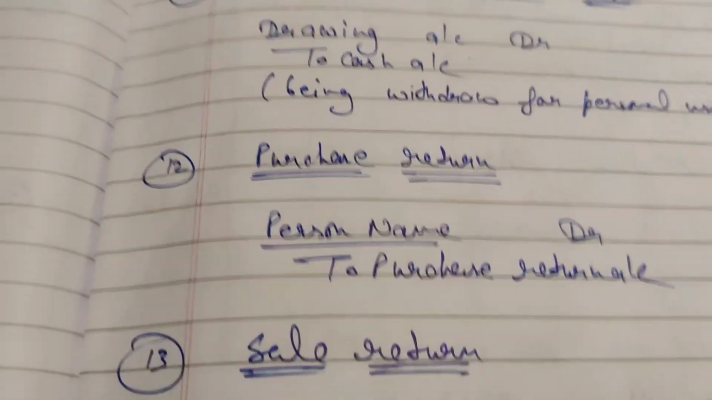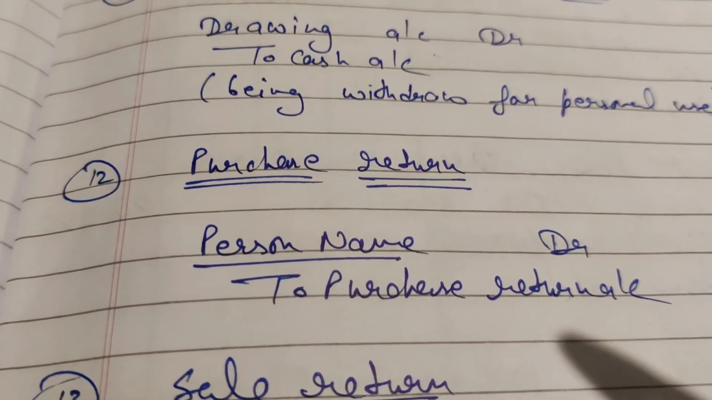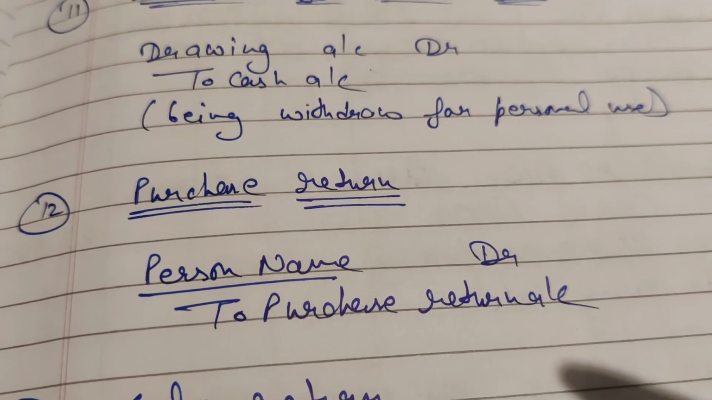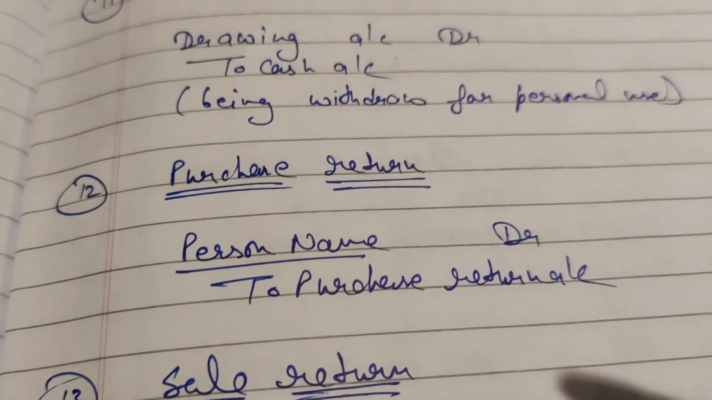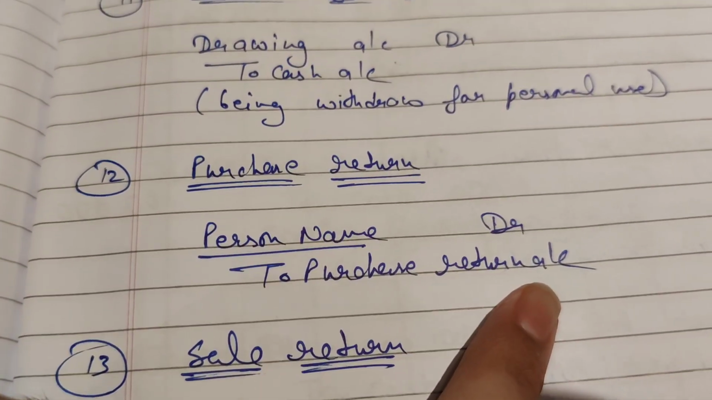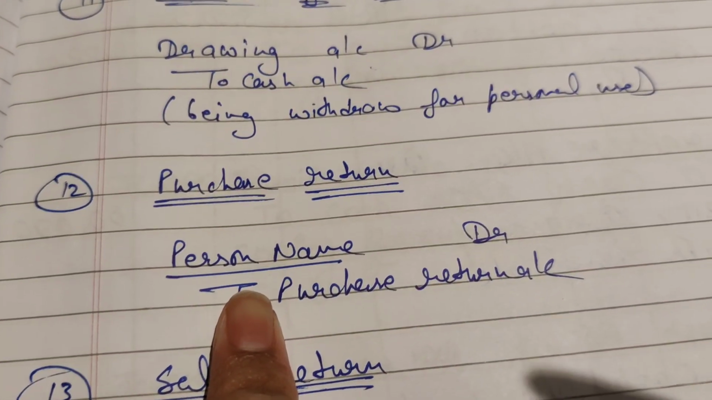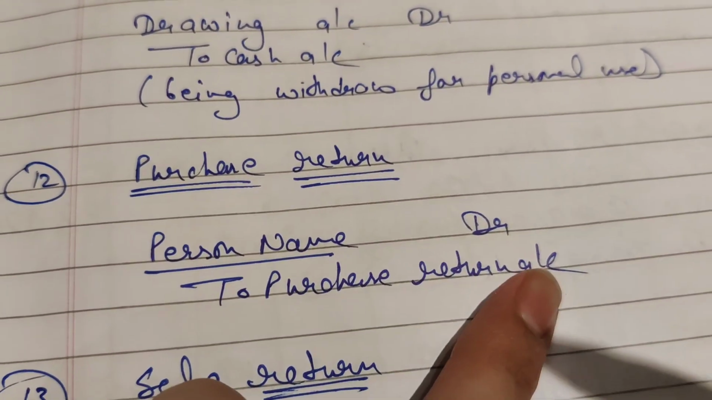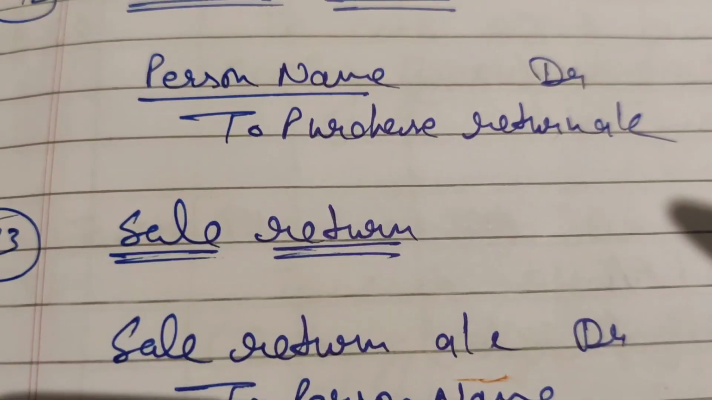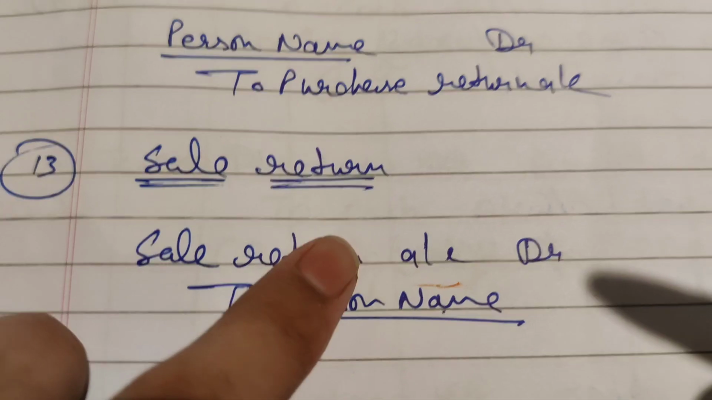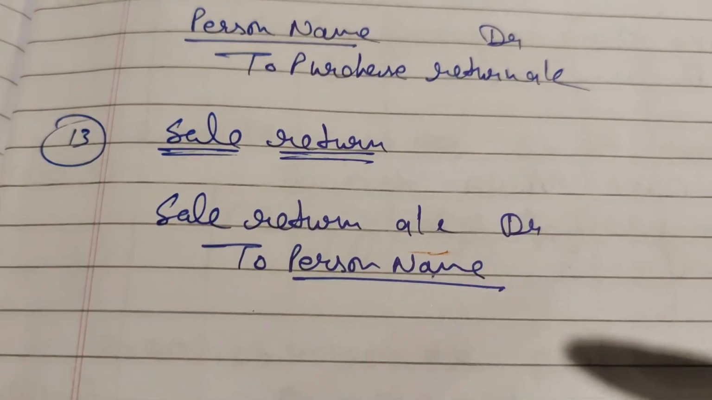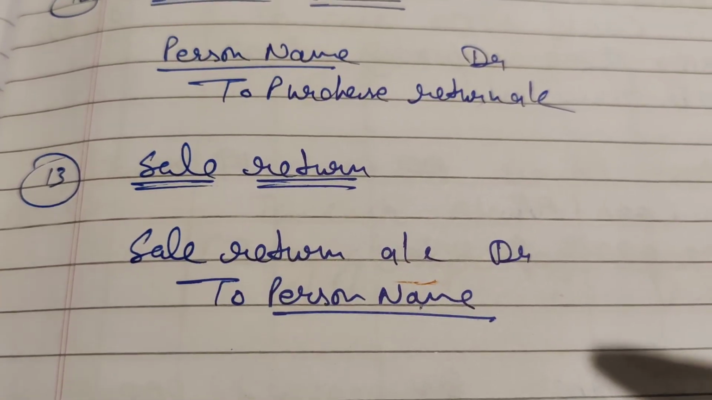Then we have purchase return. If, for example, you have purchased something from somebody and now you are returning it, you write the person's name, for example Gopal, debit to purchase return account. Then comes sale return. If somebody is returning goods to you, then it comes like sale return account debit to the person's name. This is all we have discussed today.